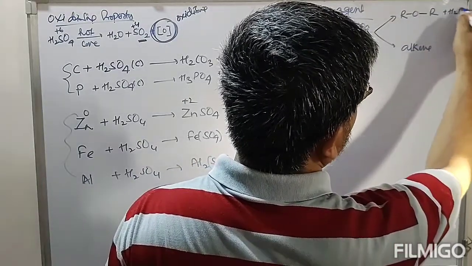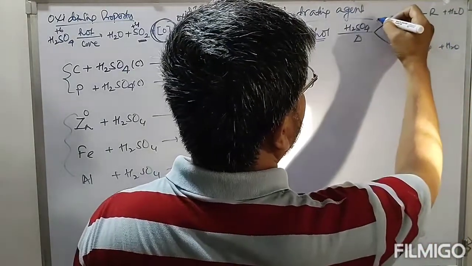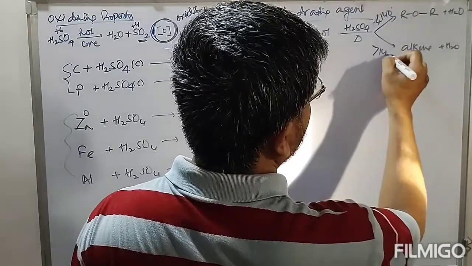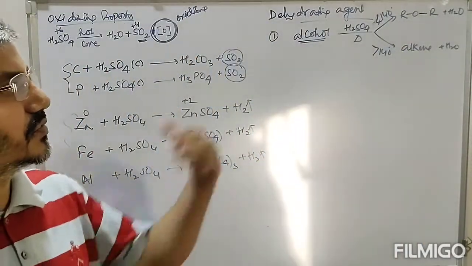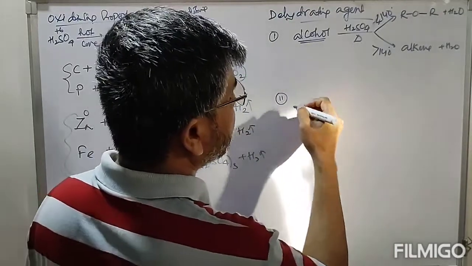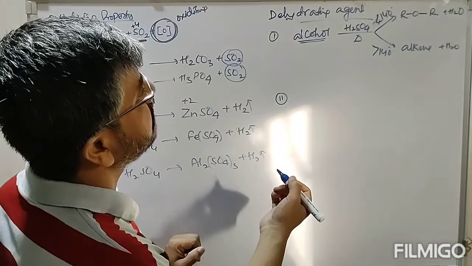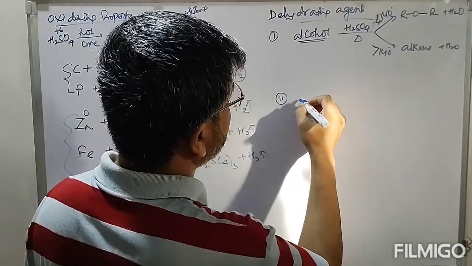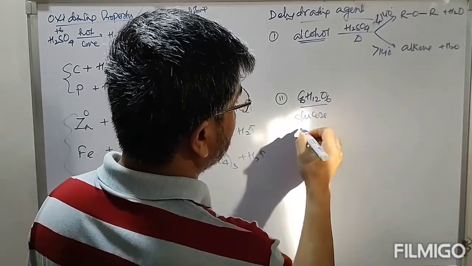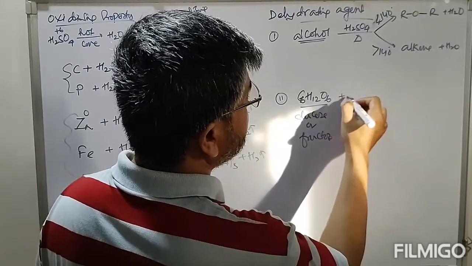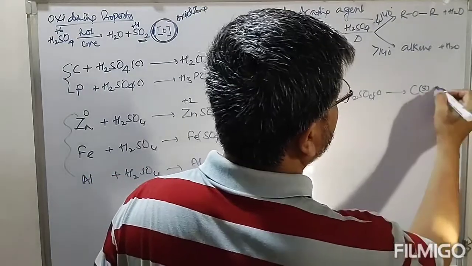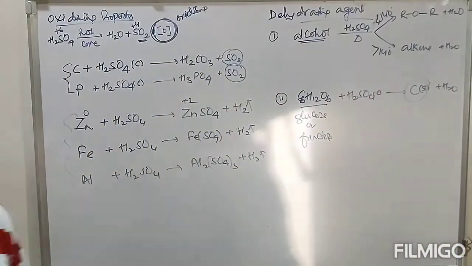In both the cases, water is removed. This is at low temperature, below 140, and this is temperature above 140. In both the cases, there is a dehydration to give you different products. Similarly, when we react glucose or fructose, C6H12O6, with concentrated sulfuric acid, this gives you carbon solid plus water. Sugar charcoal is formed.